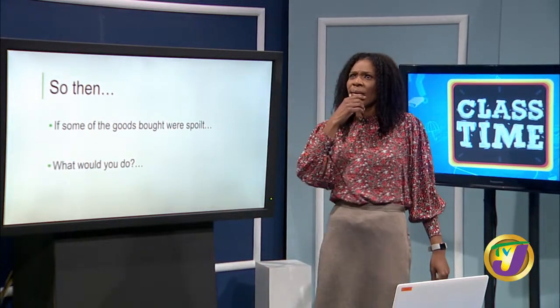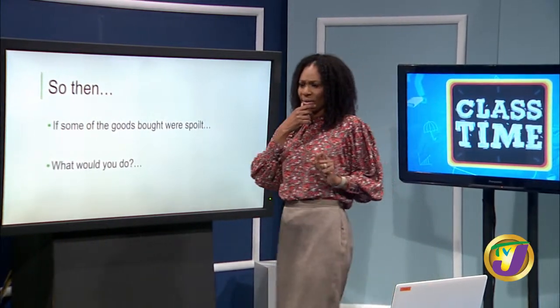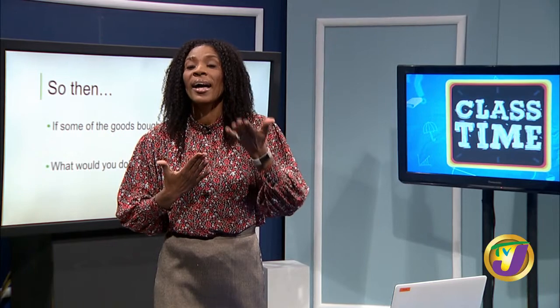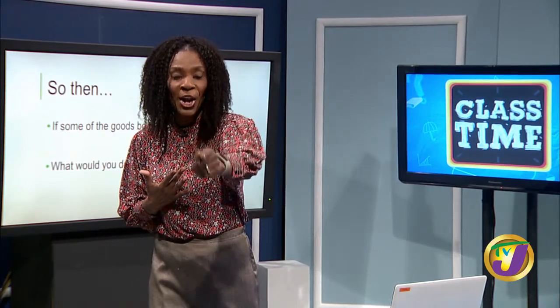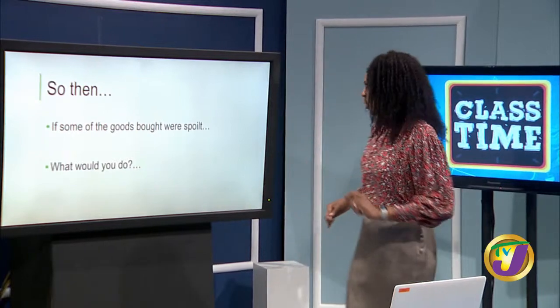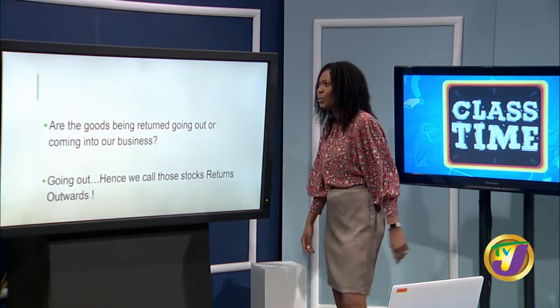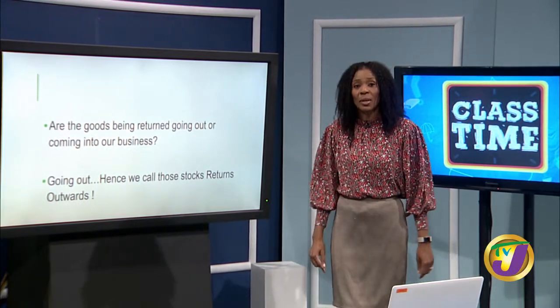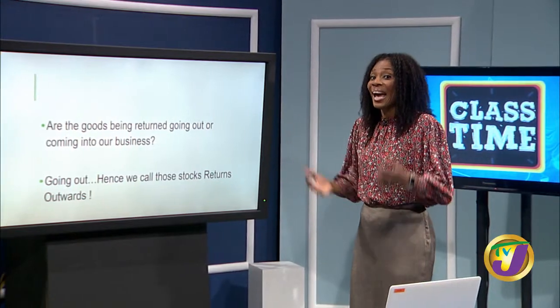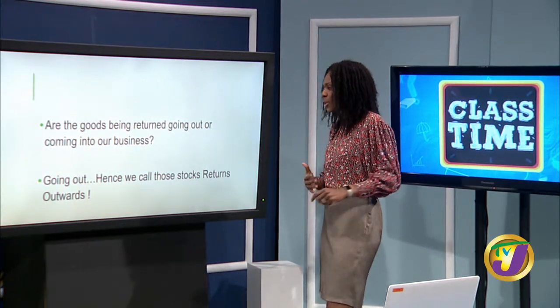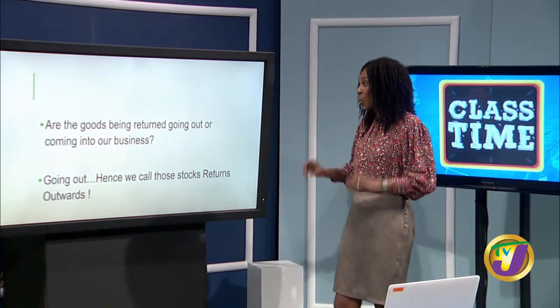Now, students, what kind of movement is this for the stock? Is it coming in or going out? It's going out. And we're making a what? Give me an R word. I can't hear you. Project your voice some more. A return. Good. Therefore, students, if the goods were spoiled, what would we do? We would record it as returning it, that is, we would record it as a returns outwards.